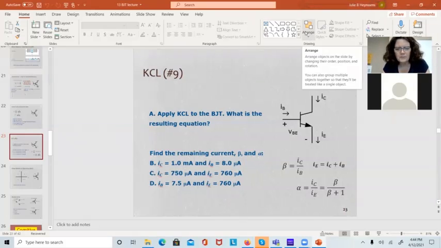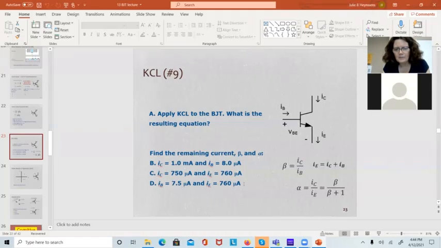So we did part B, we figured that out. Part C, I'm given IC and IE. I could really quickly find IB because I have two currents, find the third. And then I could calculate beta, and then I could calculate alpha.